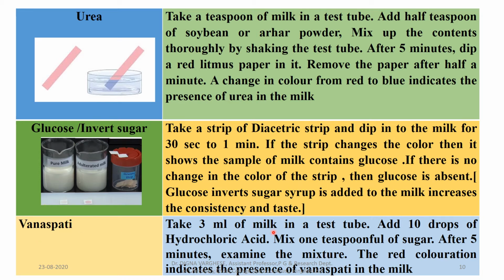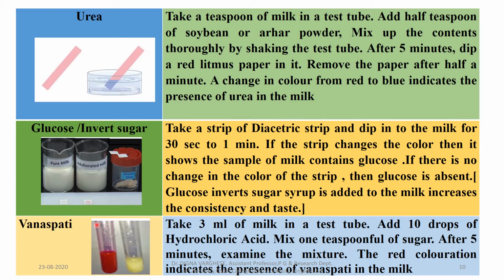Take 3 ml of milk in a test tube, add 10 drops of hydrochloric acid, that is HCl, and mix 1 teaspoonful of sugar. After 5 minutes, examine the mixture. The red coloration indicates the presence of Vanaspati in milk.